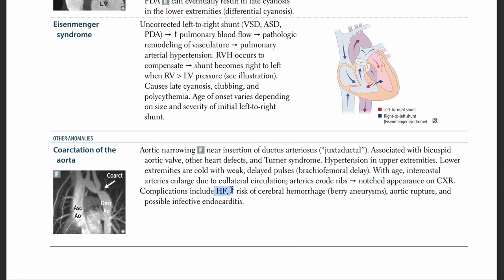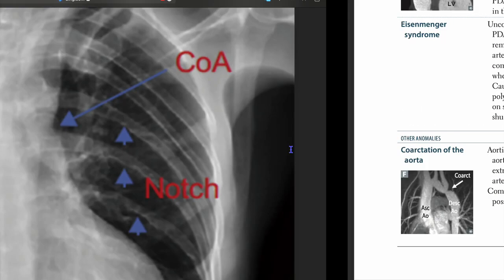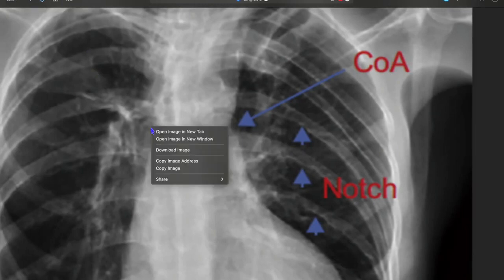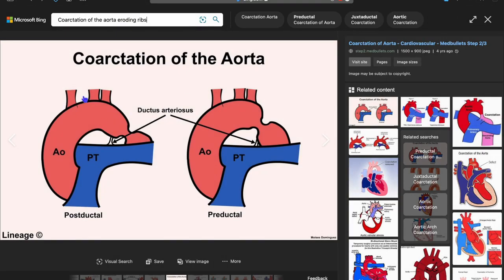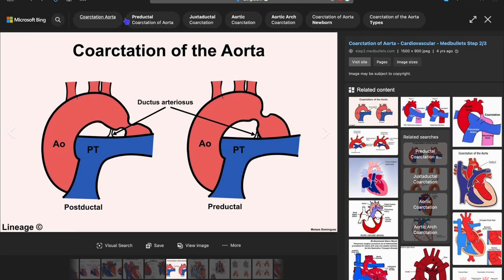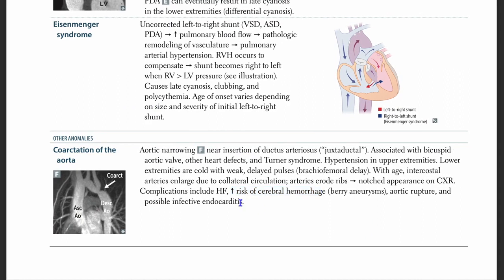Complications include heart failure, increase in risk of cerebral hemorrhage because you have a lot of blood going back into the head, right? From here into the carotids, the common carotid, and the head is not used to that much pressure. So you can have berry aneurysm, you can have aortic rupture, and possible infective endocarditis. Okay, I think that covers it. We'll look at a better picture for this though.